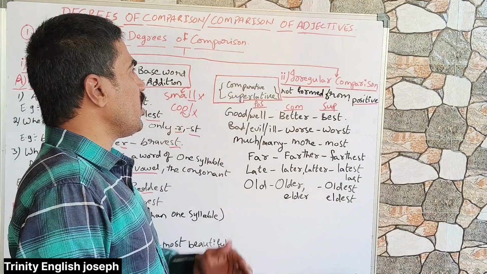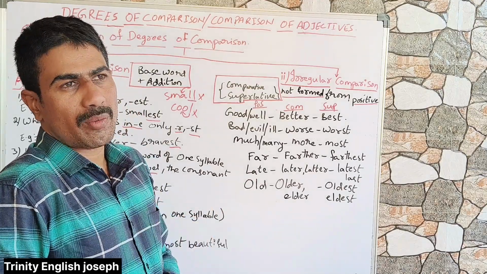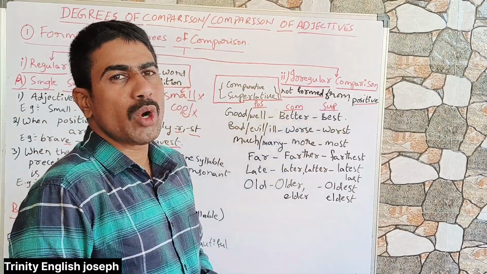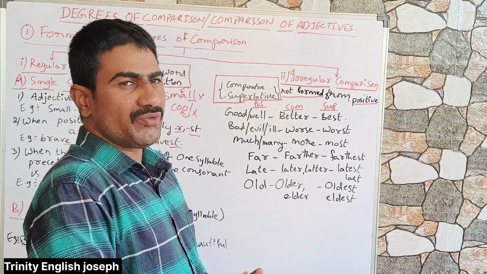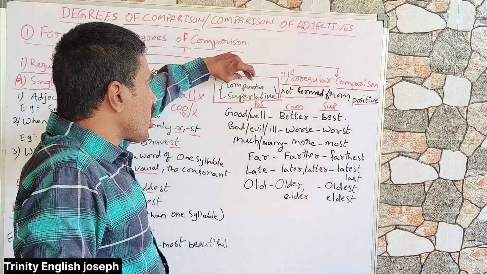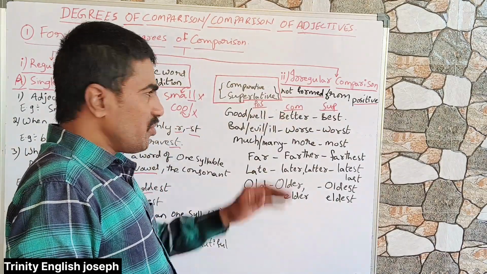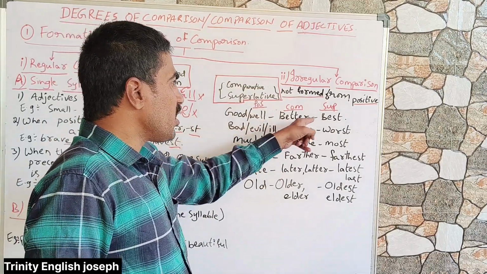Coming to the next one, the second one is irregular comparison or irregular formation. As I already told you, it is not formed from a positive, or it is not formed from the base adjective or base verb. So that is called irregular formation. Here, the comparative and the superlative are not formed from the positive. If you look at certain examples: good or well, better and best.